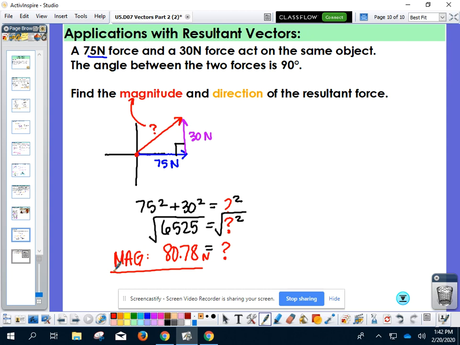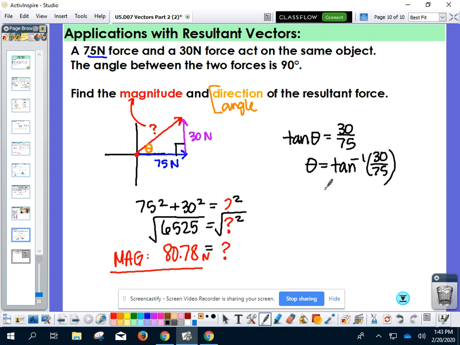Then we need to find the direction. That's the same thing as the direction angle, which was our first objective today. And so that's the angle that it makes with the positive x-axis. So really it's just this angle inside the triangle, which is what we've been doing all day. We can say tangent of that angle is equal to opposite over adjacent, and then solve for theta by doing inverse tangent of y over x, or opposite over adjacent. And when I calculate that, I'm just going to round to one decimal place for this angle. I end up with 21.8 degrees. That is my direction angle.